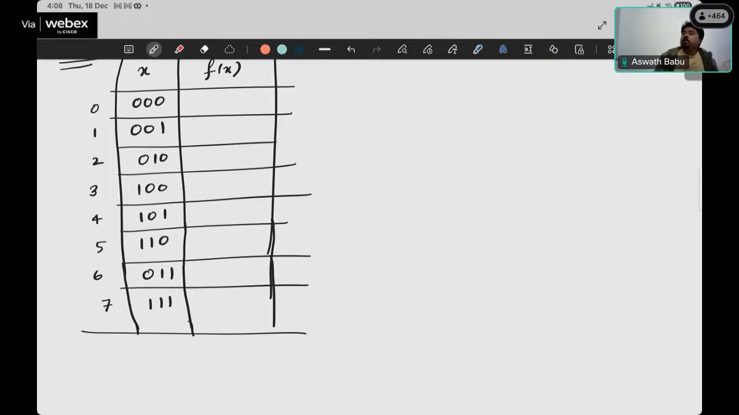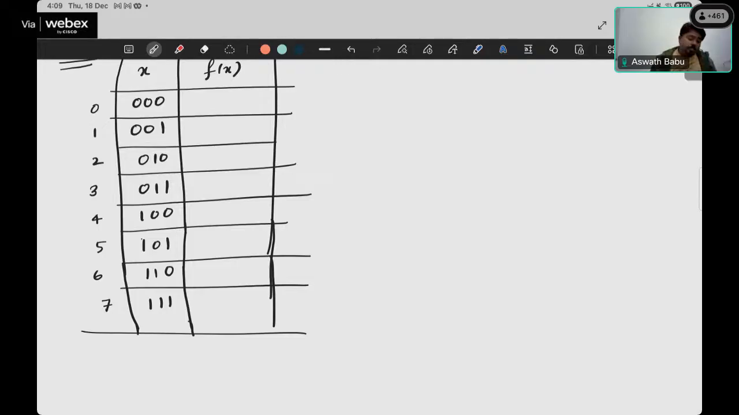Let me change it as per the requirement, it's better in that way. So 000, 001, 010, 011, and then 100, 101 and 110. Makes sense now. Now these are the argument x values.